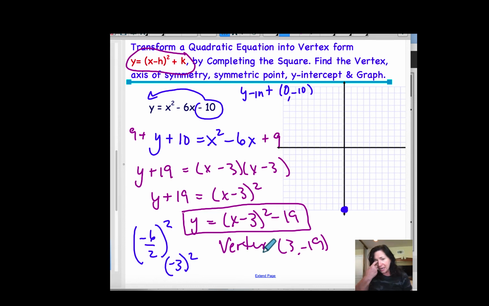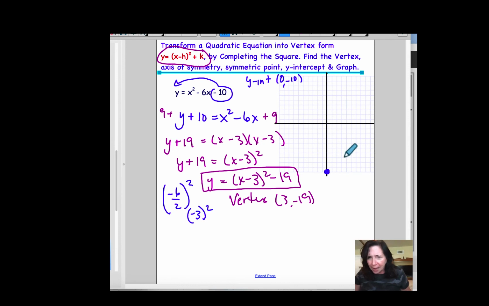So the way it is for this form is that you take the opposite of this term, but the same of that term. But if you left it in this form, it would be 3, negative 19. So you take the opposite of both. So my vertex is way down here at 3, negative 19. All right, that's the vertex. I always put a V there.